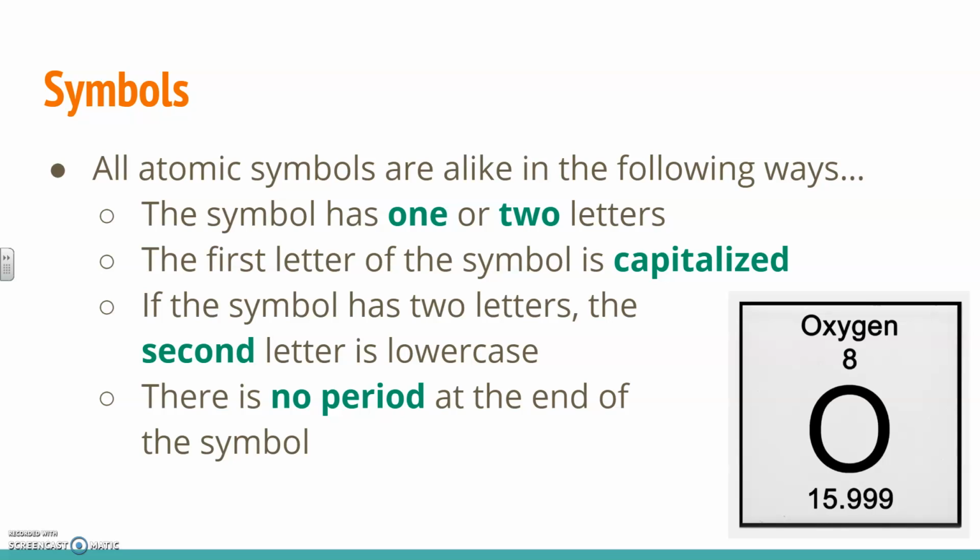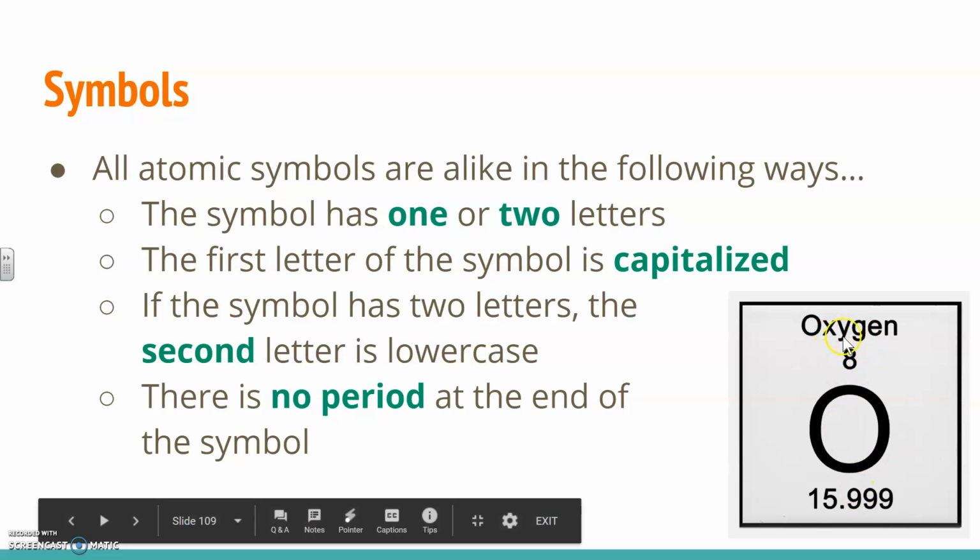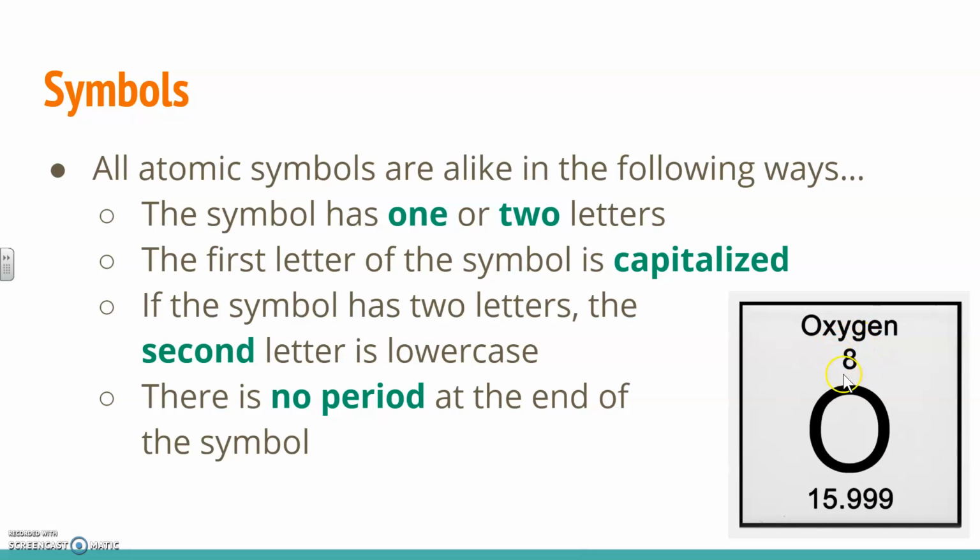And then there's some other numbers on there that we're going to either talk about or we have talked about. Just as a brief recap or preview, depending on where you are in your lessons, the 8 up top here, that's the atomic number. That's how many protons, how many electrons, and how many neutrons are present in the oxygen element. So this one has 8 protons, 8 electrons, and 8 neutrons.